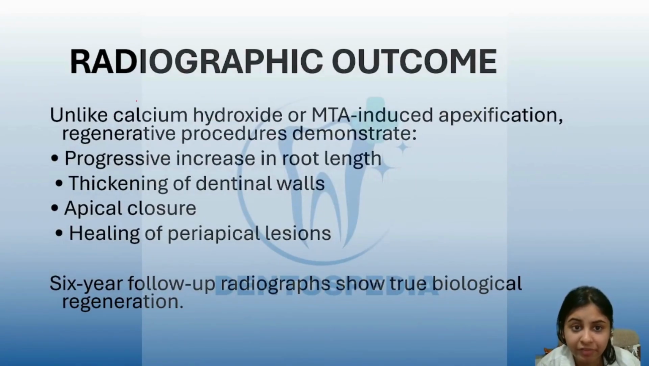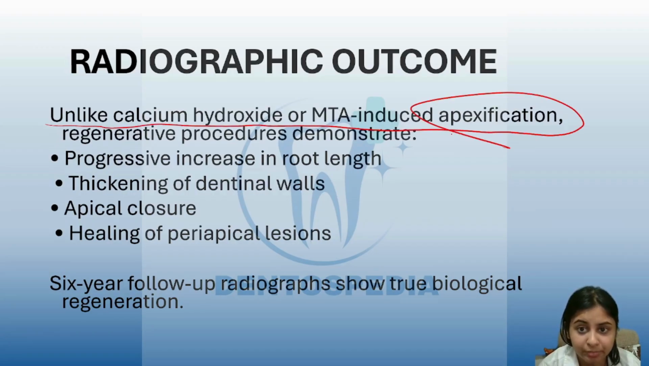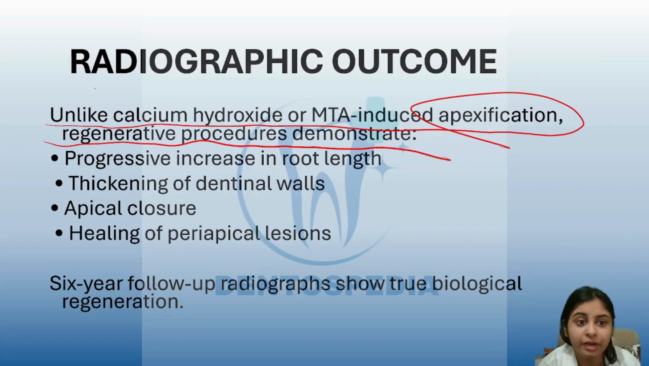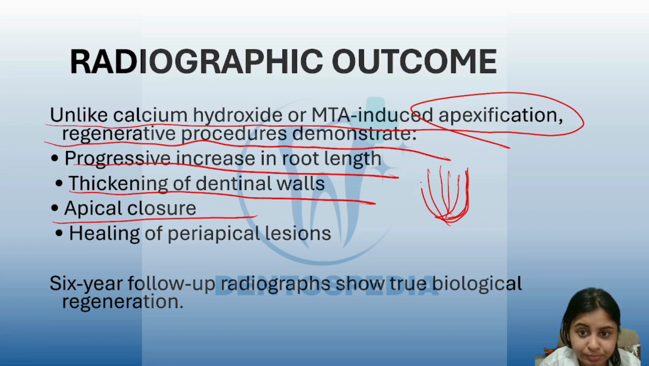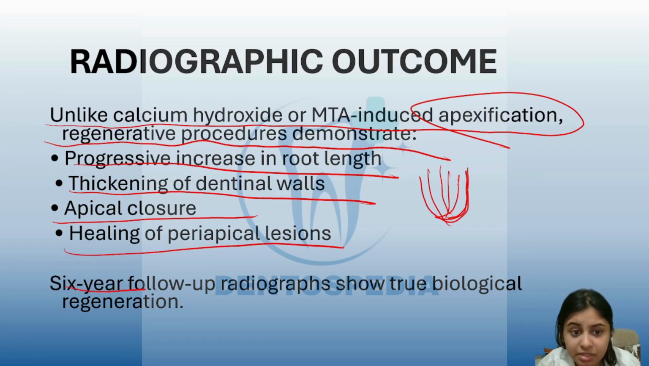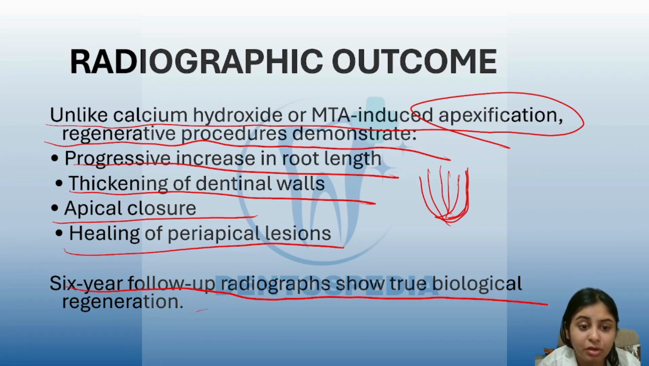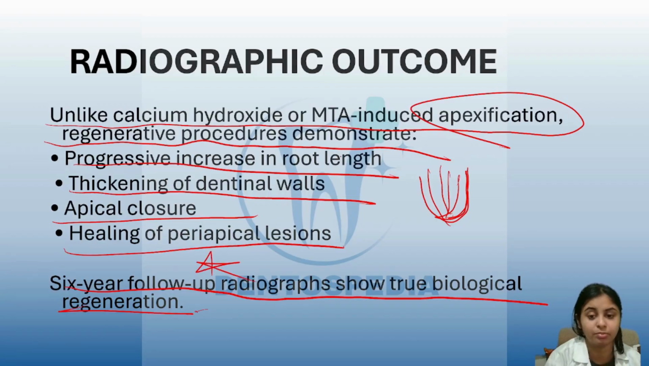Now coming to radiographic outcome, unlike calcium hydroxide or MTA-induced apexification, these regenerative procedures demonstrate, as we can see in the radiograph, a progressive increase in the root length, also the thickening of the dentinal walls, apical closure, I already told you, the apex closure, and also the healing of periapical lesion. A 6 years follow-up radiograph shows the biological regeneration. Very important.